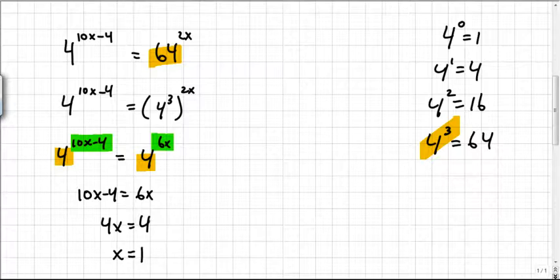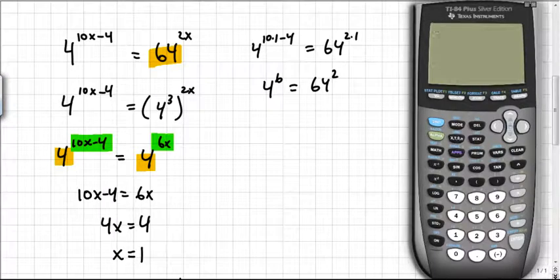Now, I can verify this again by substituting. So if I take my original equation and substitute a 1 for the x, I'll end up with 4 to the 10 times 1 minus 4, hopefully equal to 64 to the 2 times 1. So simplifying that down, I get 4 to the 6th equals 64 squared. Now I just need to make sure, does 4 to the 6th really equal 64 squared? And that's pretty easy to verify. 4 to the 6th power is 4096. 64 squared is also 4096.